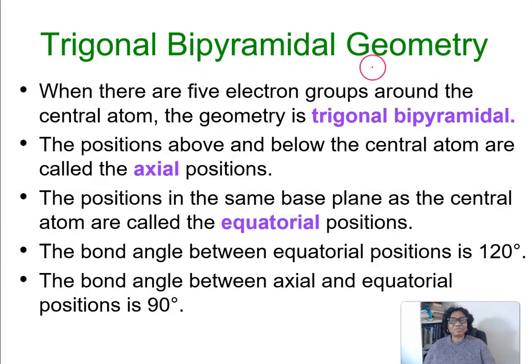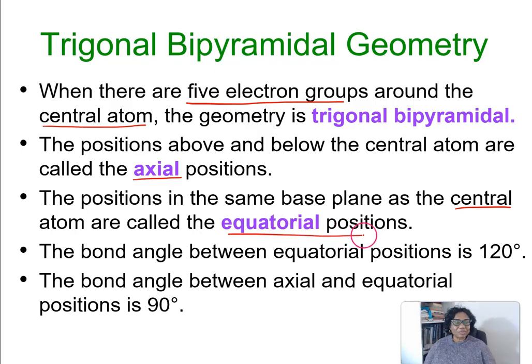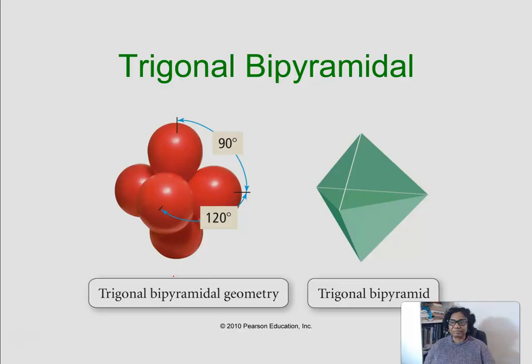Trigonal bipyramidal geometry. This is when we have 5 electron groups around the central atom. The positions above and below the central atom are called axial positions, and the positions in the same base plane as the central atom are called equatorial positions. The bond angle between equatorial positions is 120, and the bond angle between axial and equatorial is 90 degrees.